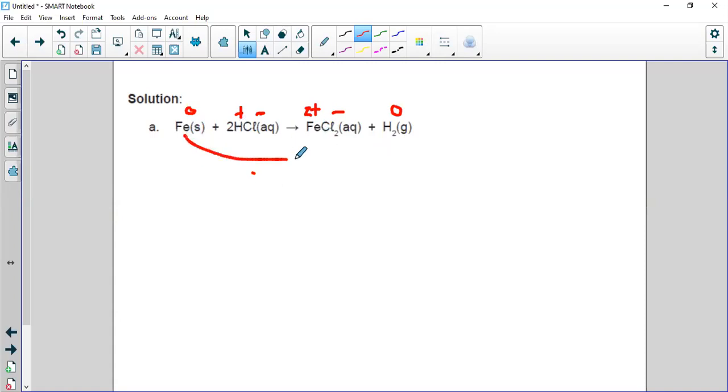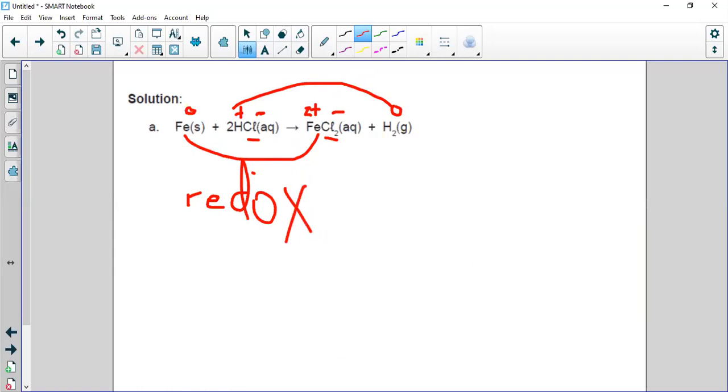Iron was 0, it became 2 plus. So there's a change in charge. Your hydrogen was plus 1, it became a 0. Your chloride was minus, and here it's still minus, so it's a spectator. So the charges here are changing. Whenever charges are changing, it means electrons have been transferred, so it's a redox reaction. That's how you determine the redox reaction. Clear? Yes, sir. Okay, so that's a redox reaction.